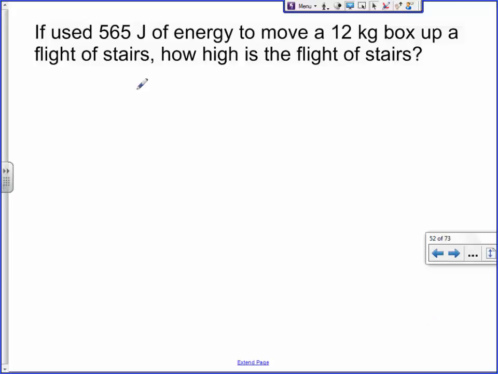Okay, you used 565 joules of energy to move a 12 kilogram box up the stairs. How big are the stairs? So tell me what we know. We know how much energy we used, 565 joules. This number right here is a mass, not a weight, a mass.